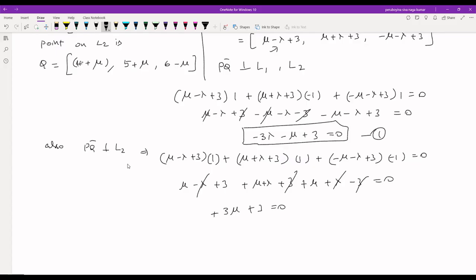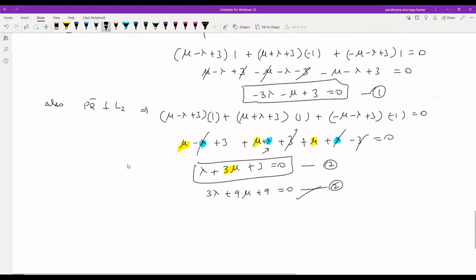Lambda is there now in the second equation. So look at that carefully. Mu, mu, mu, 3 mu. And if you see lambdas, lambda, lambda, lambda. Minus lambda plus lambda cancel. Plus 3 minus 3 cancel. Say this is second equation. And multiply the second equation with 3. 3 lambda plus 9 mu plus 9 is equal to 0. So say it is second equation. Solving 1 and 2.